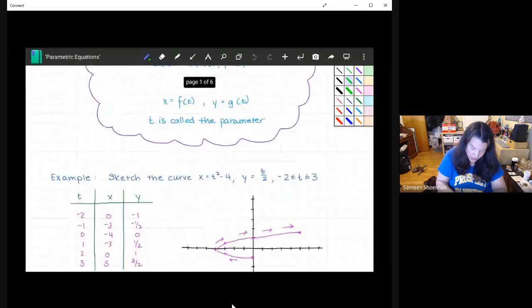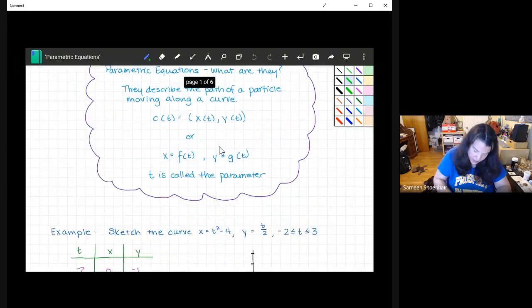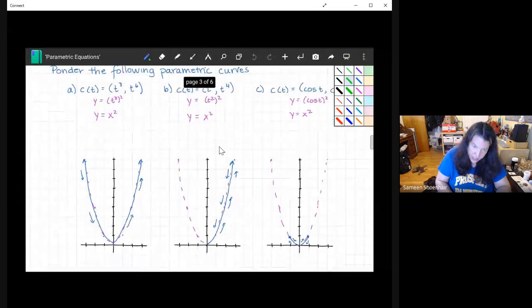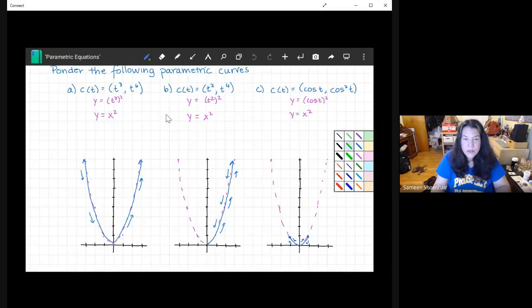The big takeaways are that a parametric equation describes the path of a particle on a curve. And that's really important. It's not just the curve. It's the path of the particle on the curve. And that's important when you think about this kind of idea. We may have these parametric equations which seem to represent the same curve, but it's the path of the particle on the curve. The path is different on all three. So definitely want to really emphasize that part about parametric equations. It's not just the curve, it's the path of the particle on the curve. So that's one big takeaway.